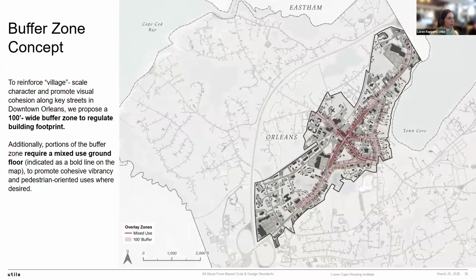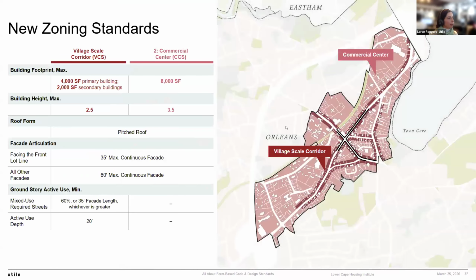And zooming in, oops, I did not have the zoom in, but where I have this bold line is where we were initially thinking we would require ground floor active use in order to get the mixed uses that we know are so desired in this area. So ultimately we ended up with 2 zones. One is that village scale corridor buffer zone that I mentioned, and that's again that 100-foot liner along the key streets of Orleans. This is where we're going to have smaller, more village scale oriented development.